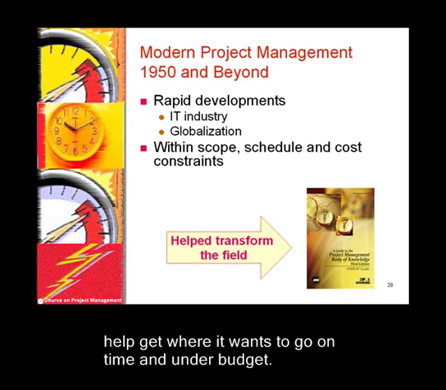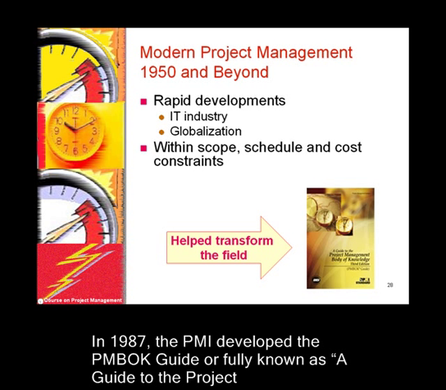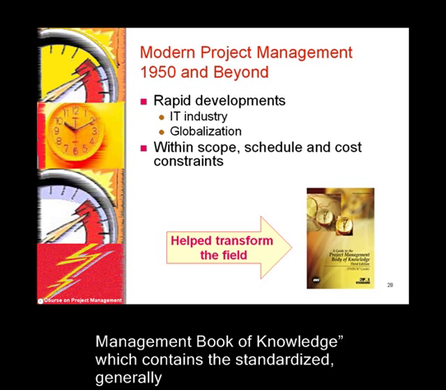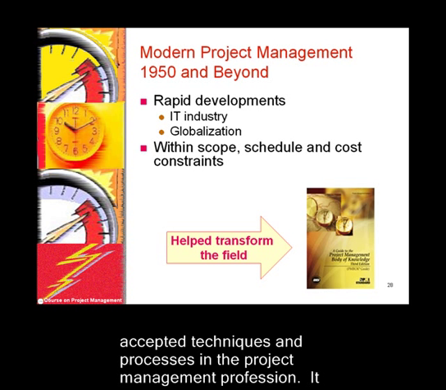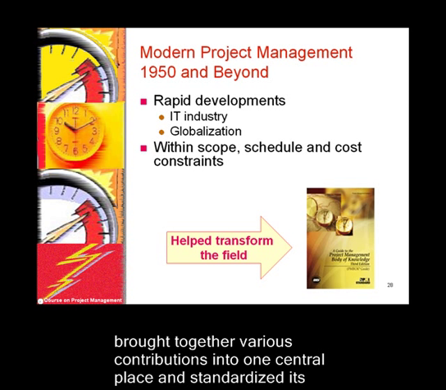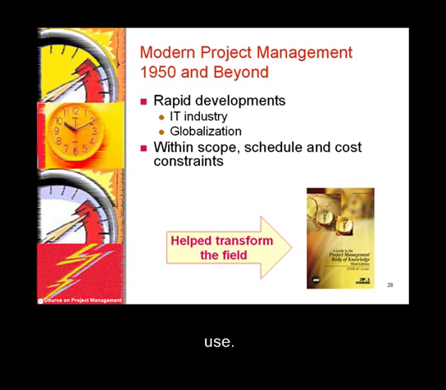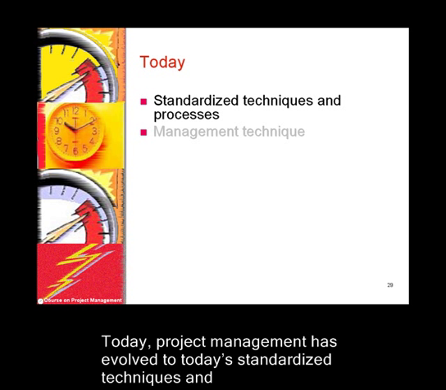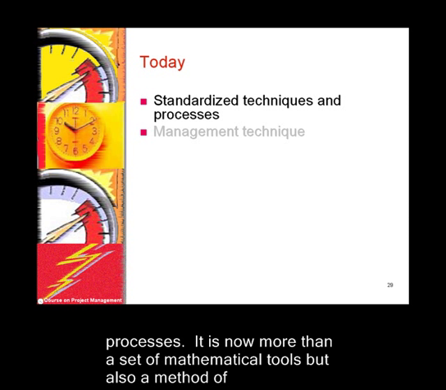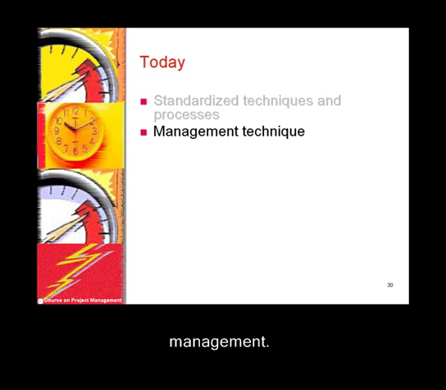In 1987, the PMI developed the PMBOK Guide, fully known as A Guide to the Project Management Body of Knowledge. This book contains the standardized, generally accepted techniques and processes in the project management profession. It brought together various contributions into one central place and standardized its use. Today, project management has evolved to today's standardized techniques and processes. It's now more than just a set of mathematical tools, but also a method of management.